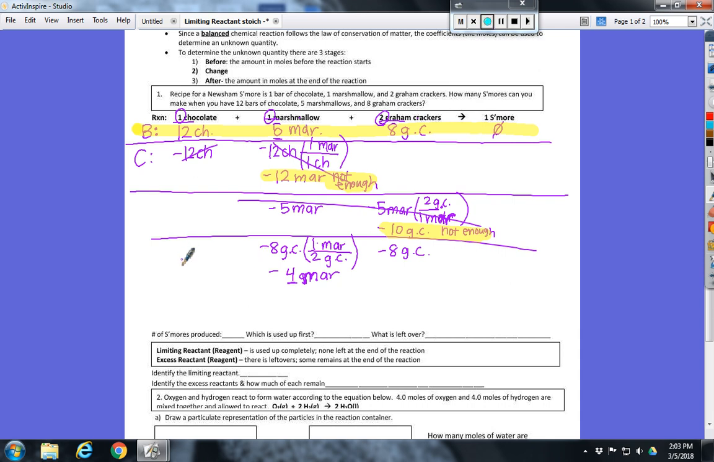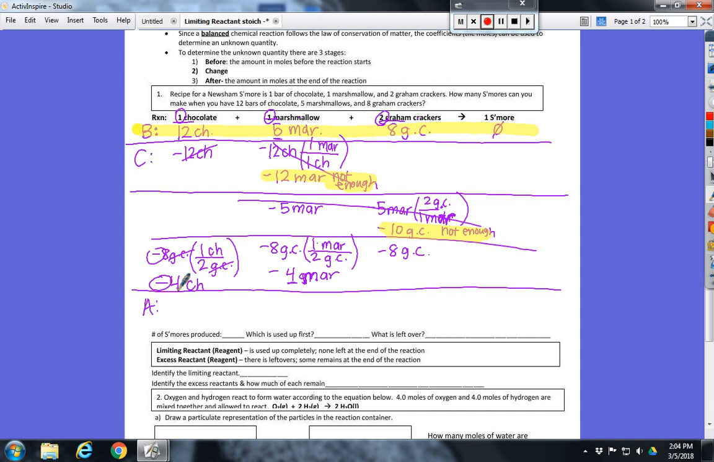So now let's go over here to chocolate. Let's see if I have enough. So subtract out my 8 graham crackers. I'm going to go ahead and put in that ratio that allows me to figure out how many. So 2 graham crackers to 1 chocolate. 2 goes into 8 4 times, so I would need 4 chocolates. And remember, that's subtract. And do I have enough? Yes.